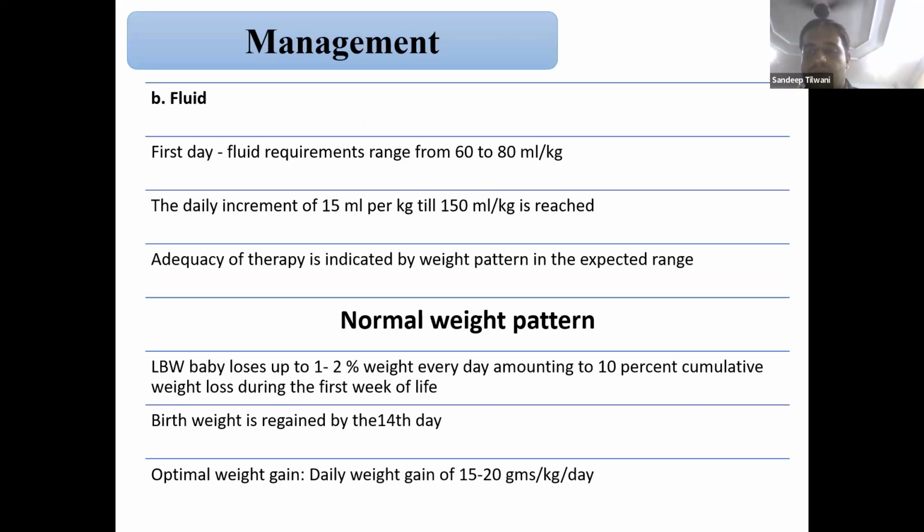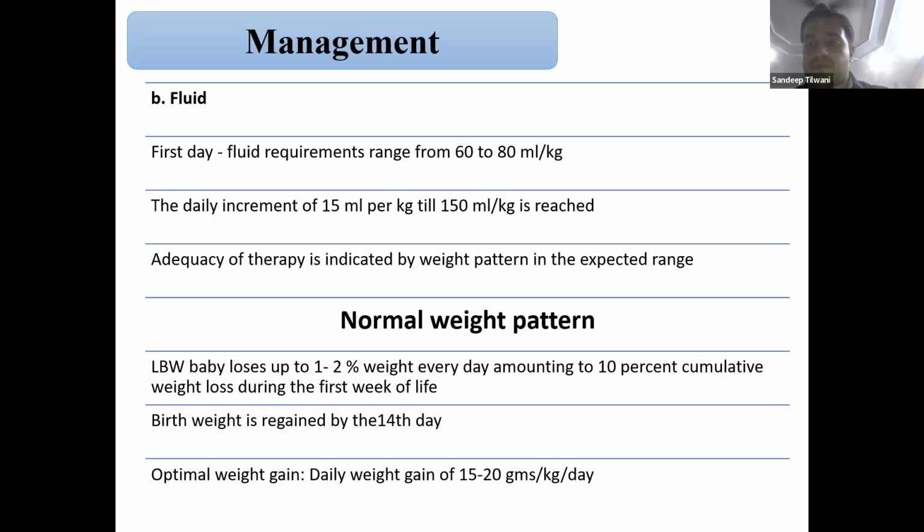In that case, we start them with IV fluids at a rate of 60 to 80 ml per kg, and then gradually every day we increase the fluid rate by 15 to 20 ml per kg. Okay, that has to be done only when you are getting a good weight loss. You have to get some initial weight loss.